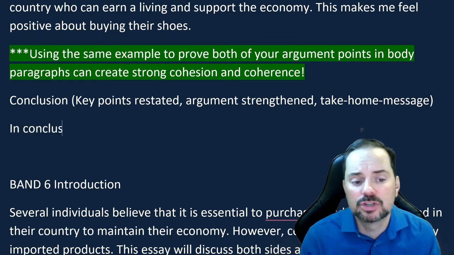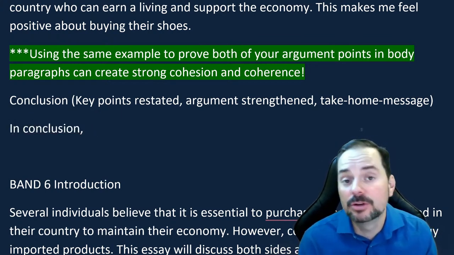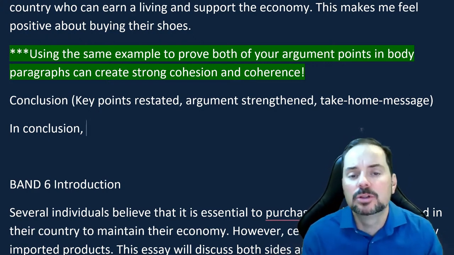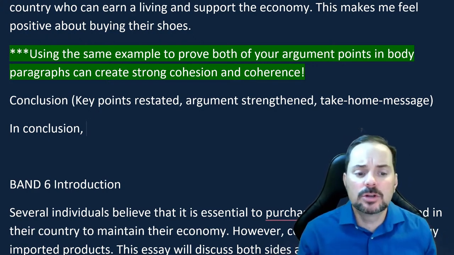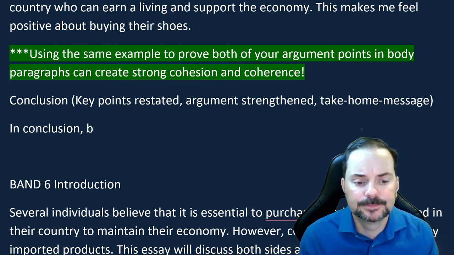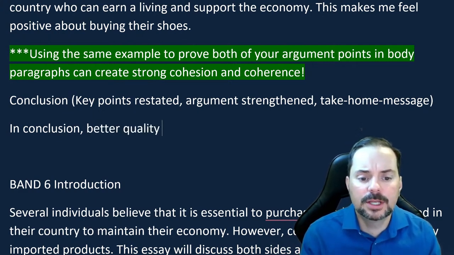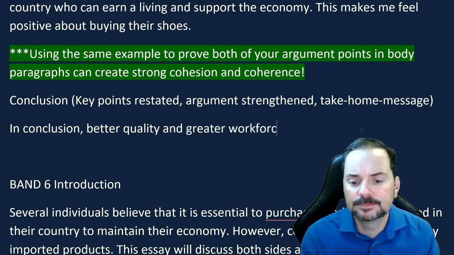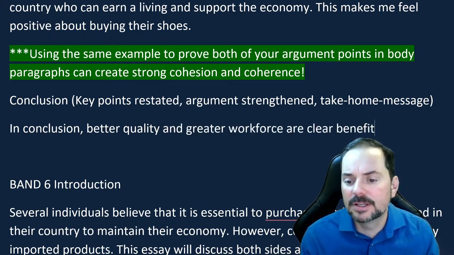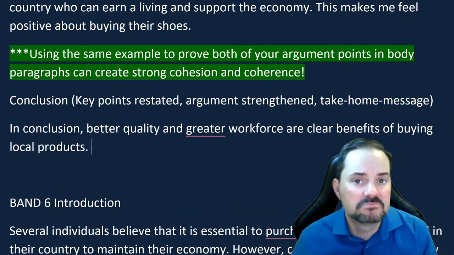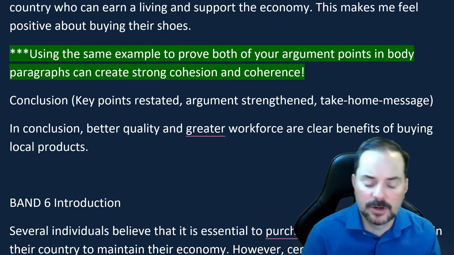You can start with in conclusion, although you will discover that in university, professors prefer you not to do that. But for the IELTS, start with in conclusion, okay? So in conclusion, better quality and greater workforce are clear benefits of buying local products. Okay, simple, restating the key points, all right?